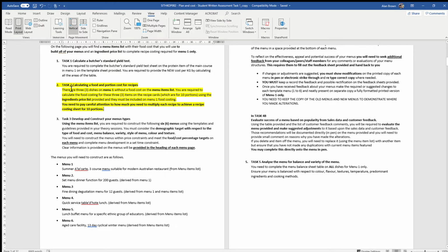Okay, so there are 3 dishes on menu 1 without a food cost on the menu's item list. You have to go through and work out the costs on those recipe cards, which are there as well. Pay attention to how much you need to multiply each recipe to achieve a recipe costing sheet for 10 portions. If we base everything in this assessment on 10 portions, it's a really nice round number to multiply. You might need to divide into a single portion, although that's very rare. More often than not, you'll be multiplying 10 to make 100.